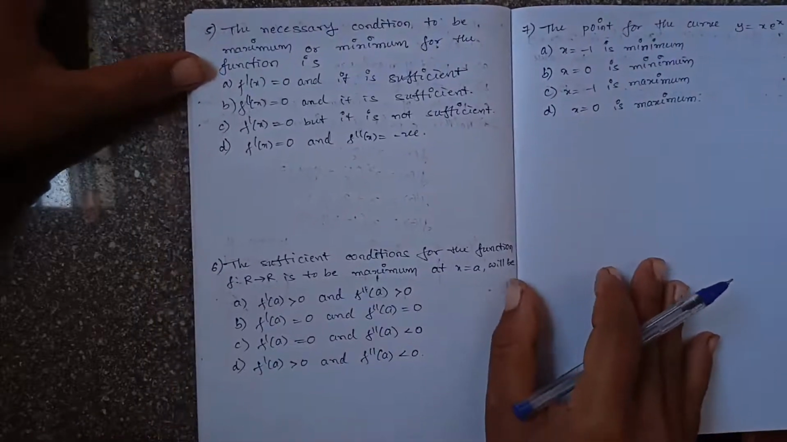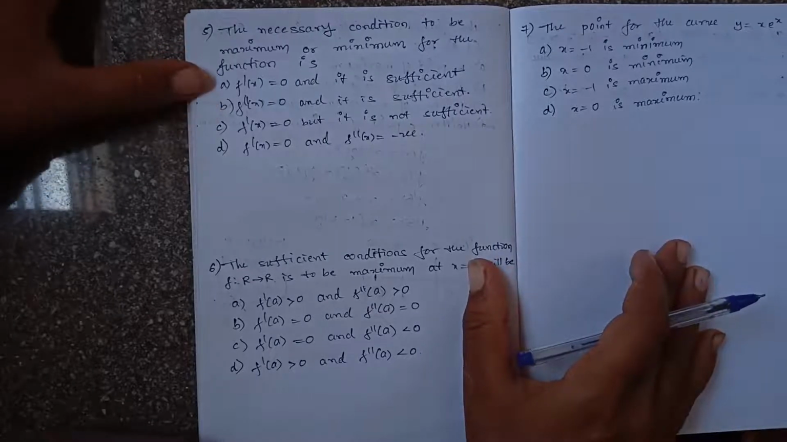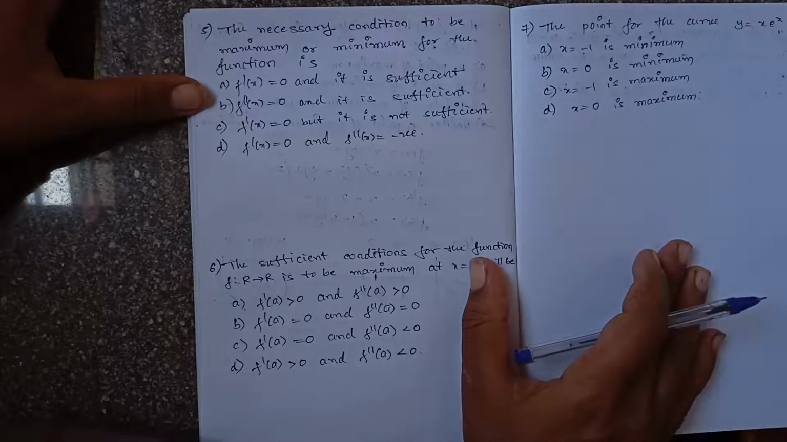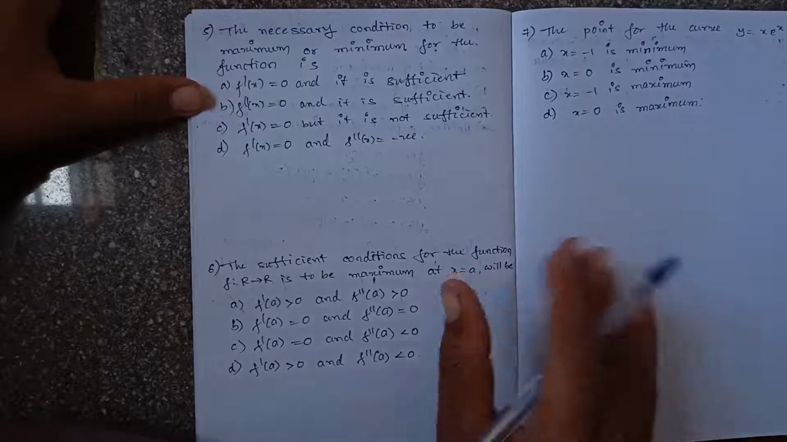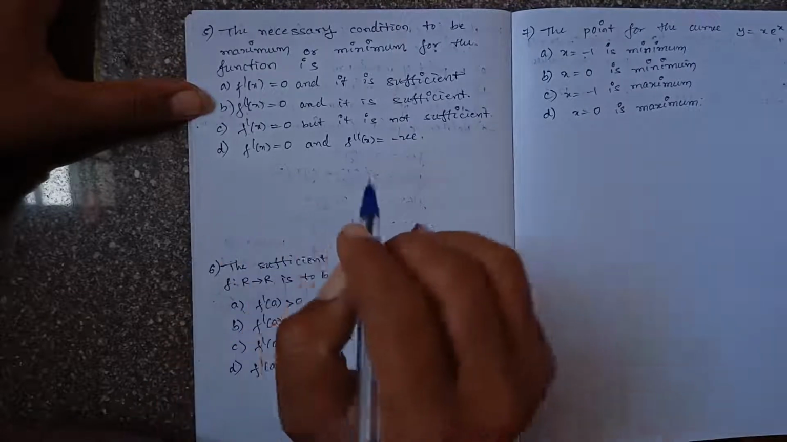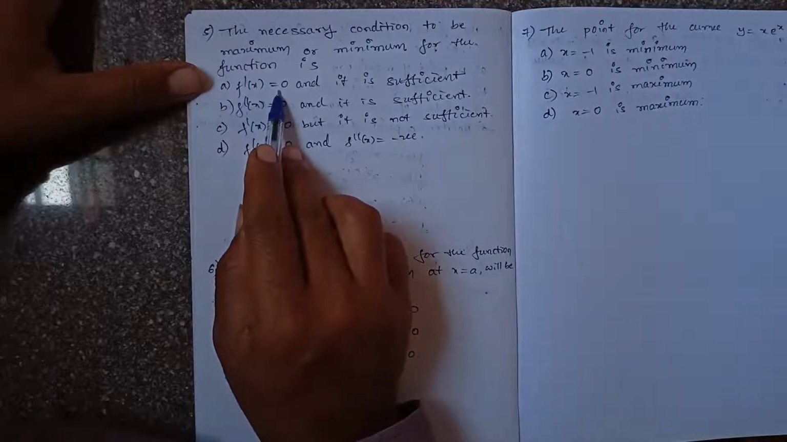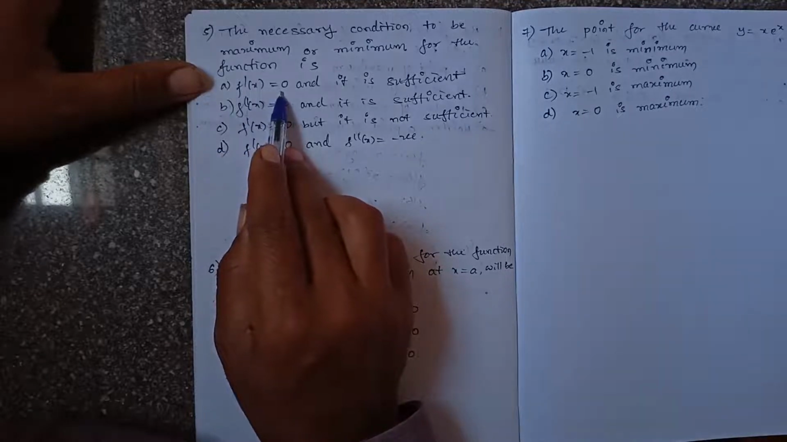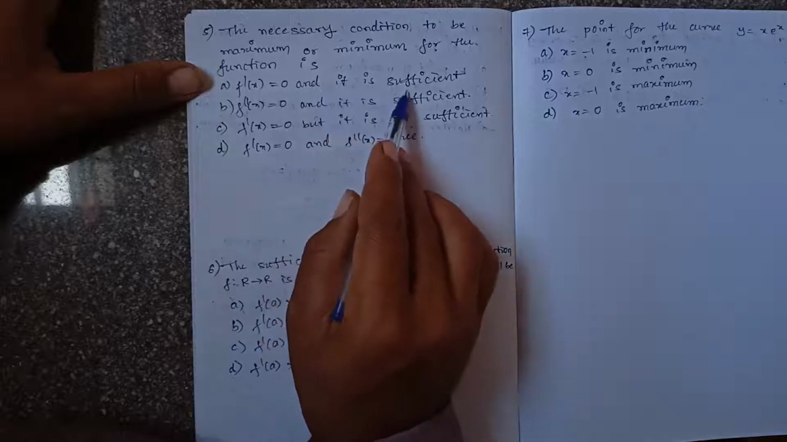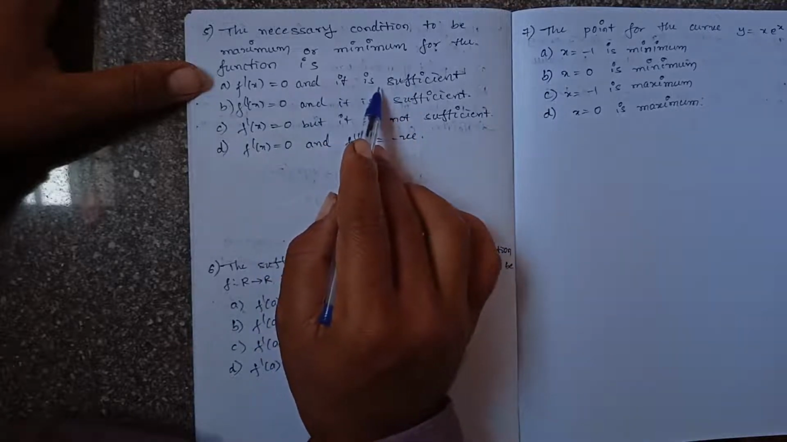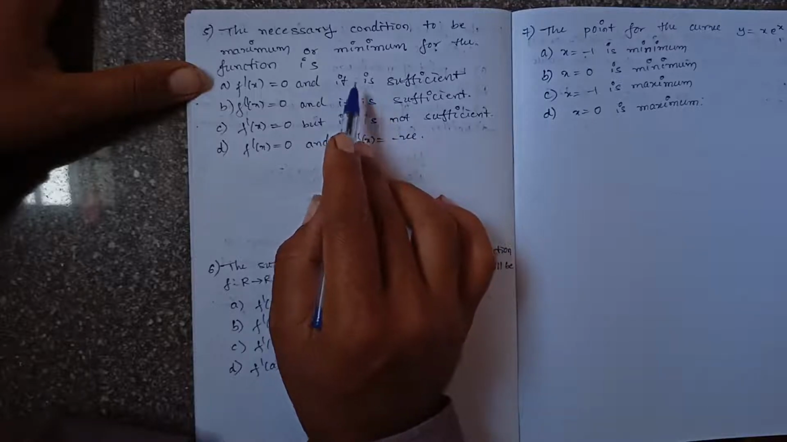Now answering question number 5. The fifth question is: the necessary condition for a function to be maximum or minimum is. What is the condition for a function to be maximum or minimum? Let me go with the options here. First option, f dash of x equal to 0. Yes, it is correct. The first order derivative has to be 0. And it is sufficient? They are saying it is sufficient. No, it is not sufficient.